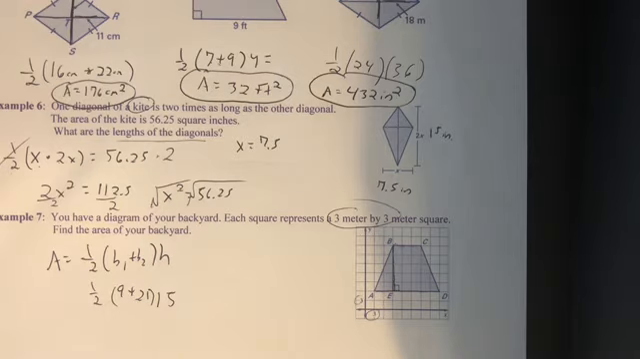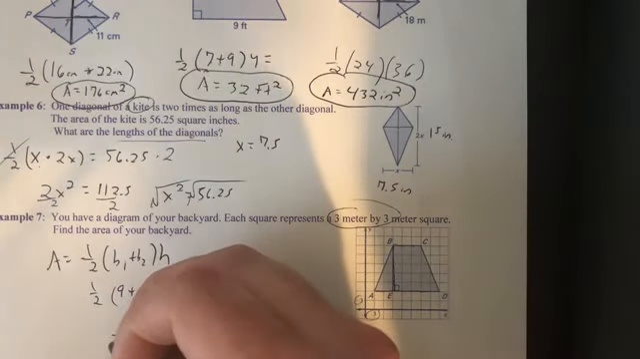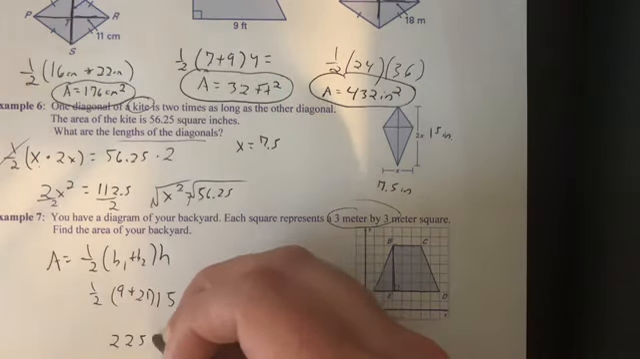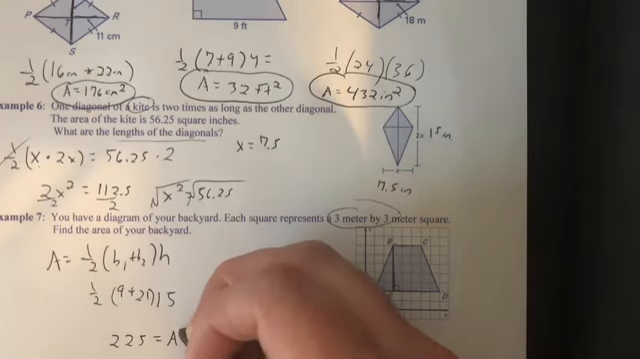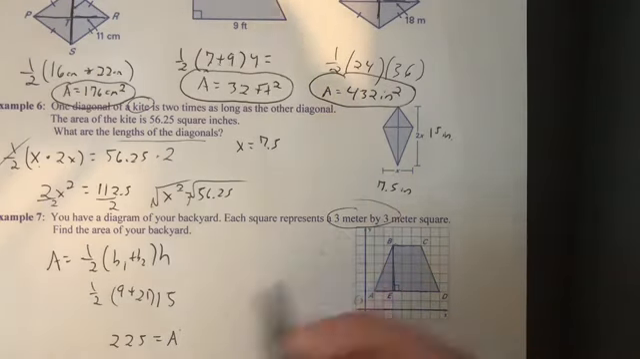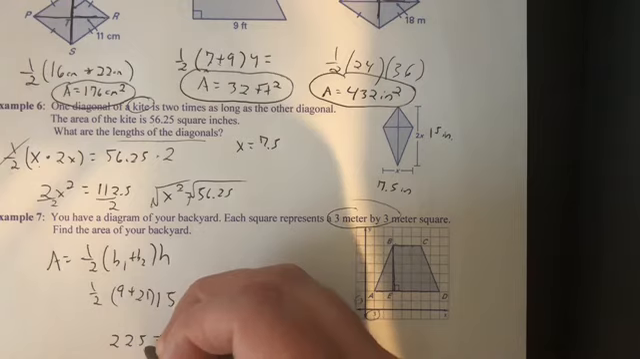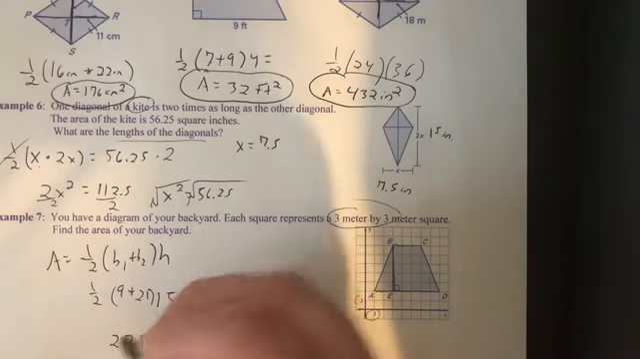Just want to double check here. 225. And that is going to be the area of our backyard. Again, it's meters, so it's going to be 225 meters squared.